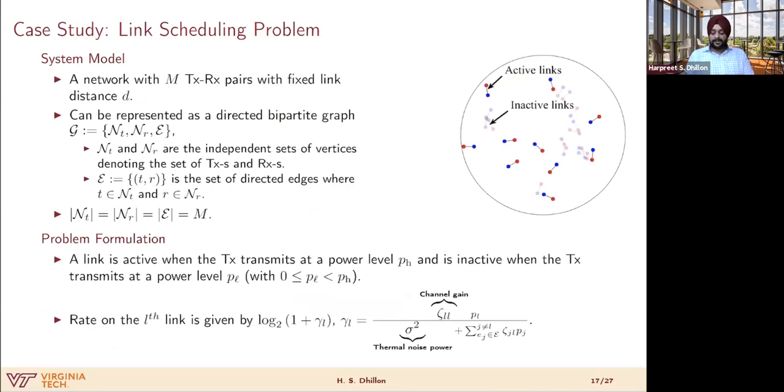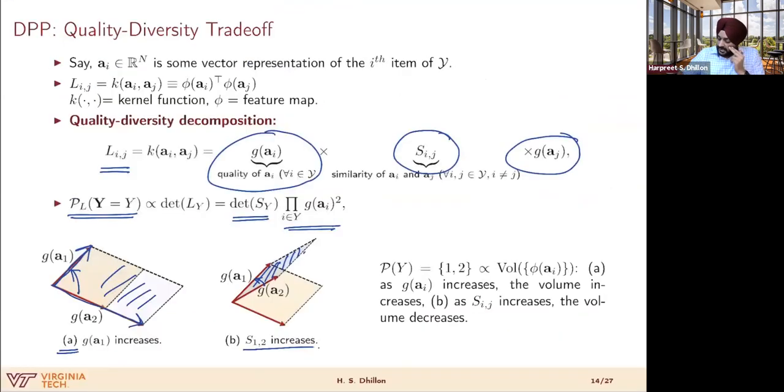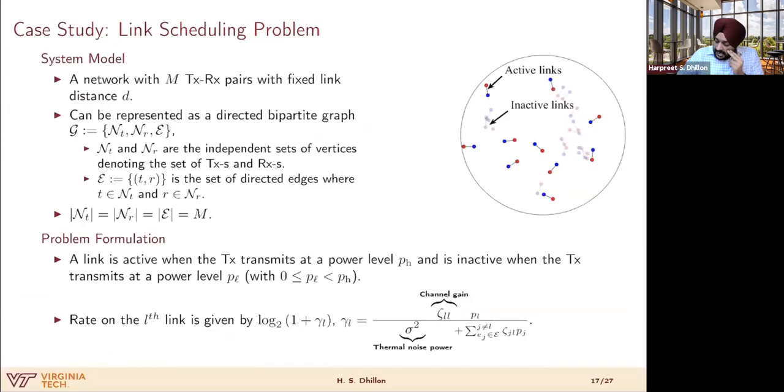This sort of general idea can be applied to many problems in wireless, but we are going to apply this to a simple link scheduling problem. So in this problem, we have M transmit receiver pairs. These transmit receiver pairs are shown by these small dumbbells. Let me go back here. Like this is one transmit receiver pair. We have M of these. You can think of this network as a bipartite graph. You have transmitters, you have receivers. Each transmitter is connected to one receiver, essentially.